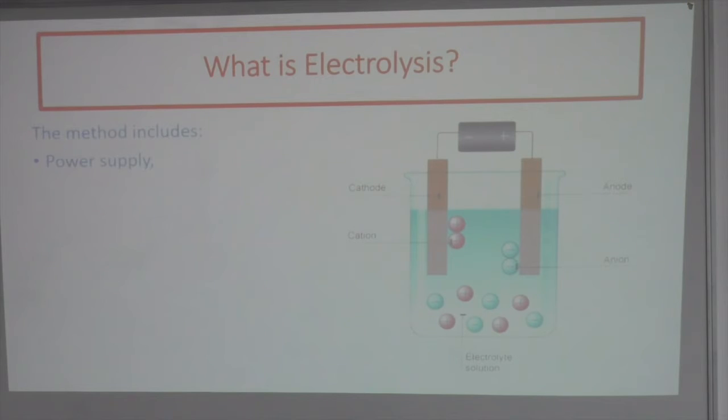The method includes a power supply so that we can use electricity. And you can see the power supply has a positive side and a negative side. The power supply is connected to electrodes. The electrode that's connected to the positive side is called an anode, and the electrode that's connected to the negative side is called a cathode. So the positive electrode is called an anode. The negative electrode is called a cathode.